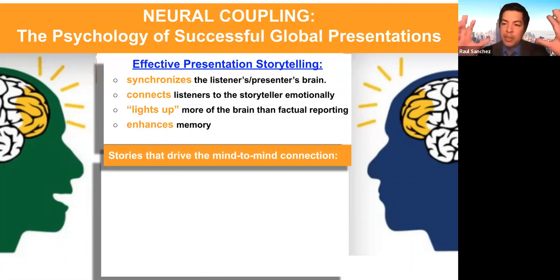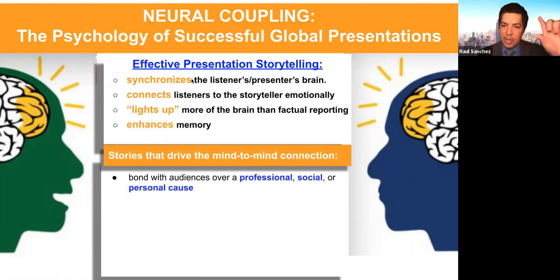So how do we create this mind-to-mind connection? How do we create this neural coupling effect? So there's a few techniques here that we tend to present in our trainings, and we do trainings at the United Nations, at NYU, and multinational corporations. The first is you can bond with your audience over a professional, social, and personal cause. So all of us listen to stories with our hearts more than our minds, because we look for messages that align with our values.